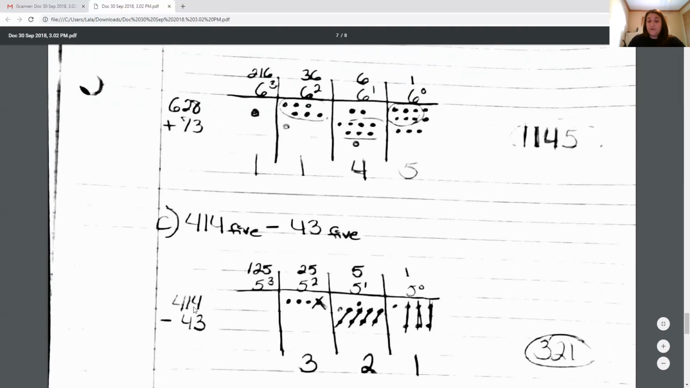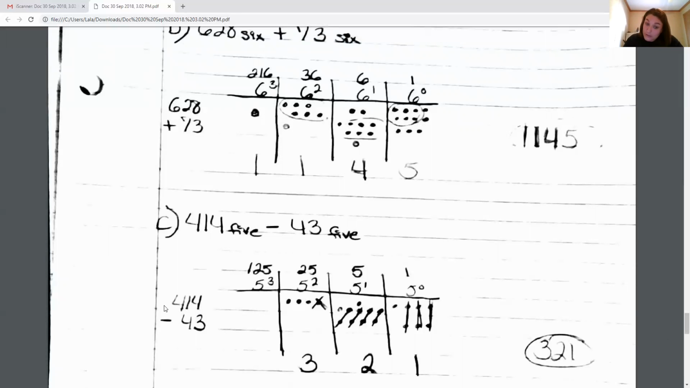So we have 414, which is 3 digits. So we got 3 spots to fill. So we put 4 dots, then we have 1 dot, and we have 4 dots. Minus 43. So we have 4 dots, and then we have 3 dots. Now, 4 minus 3, just like we would do in a regular subtraction problem, we'll cross out our dots. There's 1, 2, 3, and that leaves us with 1 dot, so we go ahead and bring that down.